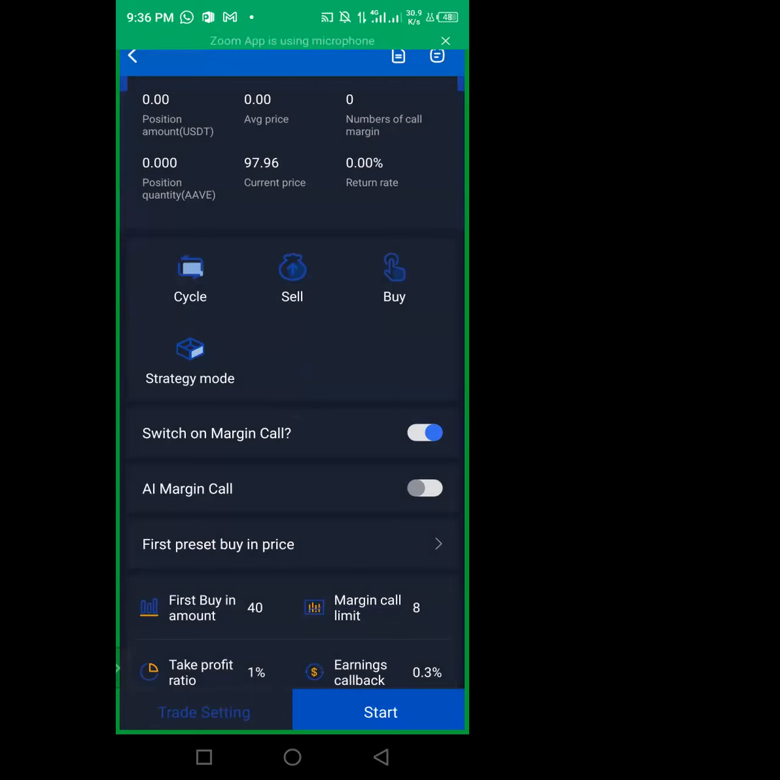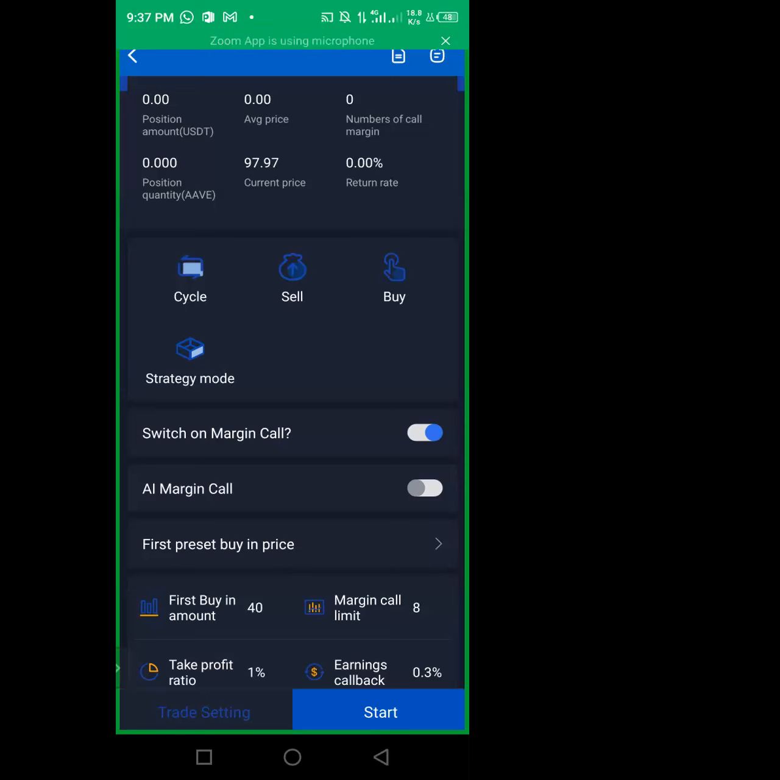Then the AI. Some people have been asking me, what's the function of the AI margin call? This function was added recently because Royalq also considers those that have smaller capital. Maybe your capital is $50. You want to start your first buy with 35, and you only have 15. $15 can only buy one margin call.